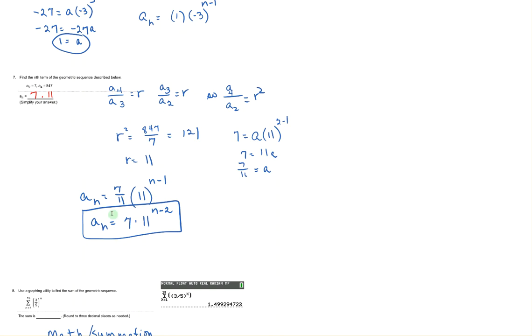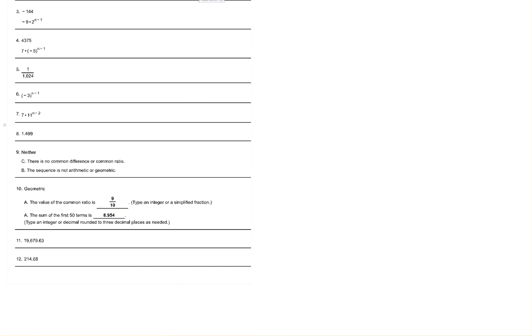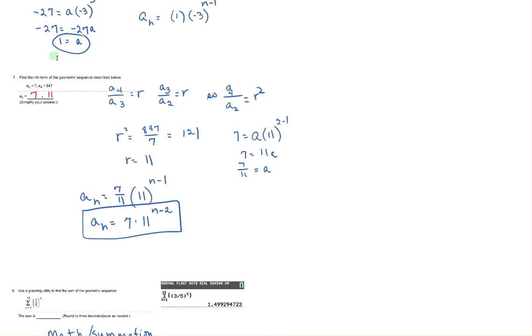Now, we simplified it because 7/11 times 11 to the n minus 1, that 11 can go away. So we have 7 times 11 to the n minus 2. And it didn't get written up here, but n minus 2 should go there.